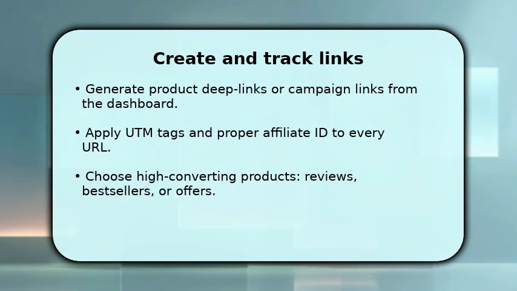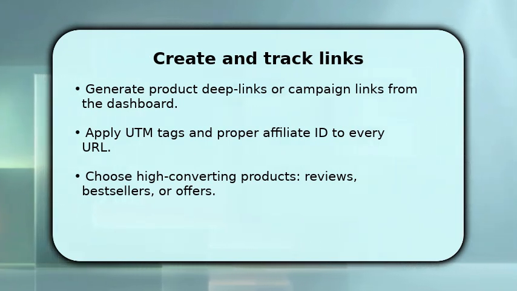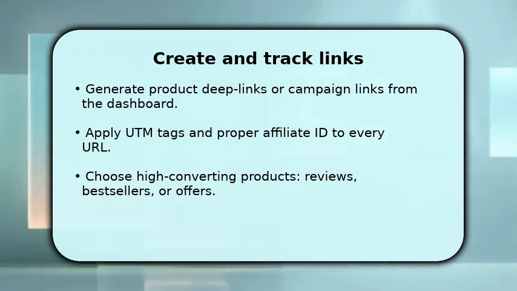You now focus on link creation and tracking. Generate deep links for individual products or campaign links for collections, and always append your affiliate ID. Then add UTM parameters to measure source, medium, and campaign in analytics. This explains which posts drive sales.